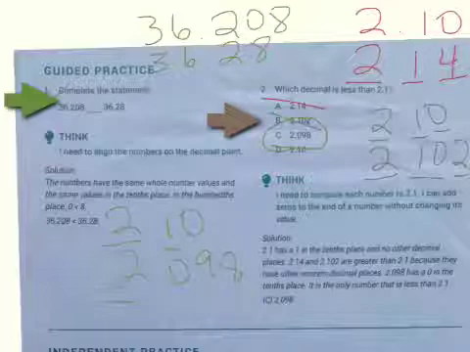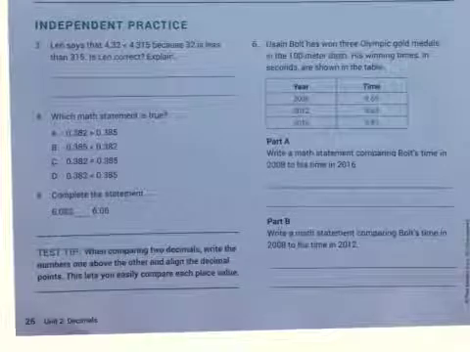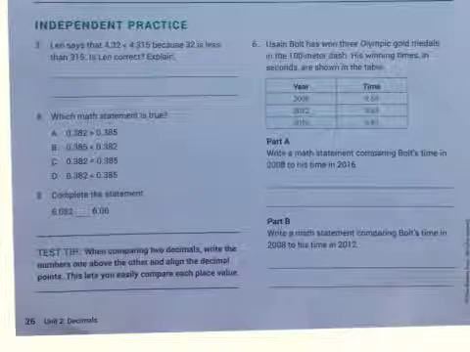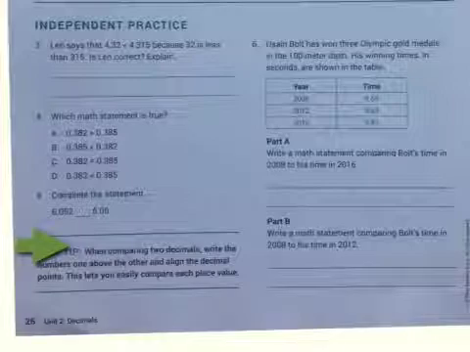Okay, so let's go over and look at some of our other problems that we're going to be working. So here we're looking at 3 through 6. None of these are any problems that you have not done, but I wanted to look at where it talks about here are tips, or test tips. I love looking at our test tips. So it says when comparing two decimals, write the number 1 above the other and align the decimal points. This lets you easily compare each place value. And that is a great suggestion. That is just what we did. We wrote them on top of each other and then we compared.